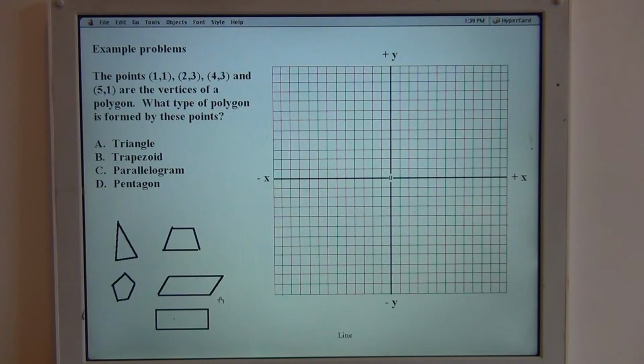Oh, and by the way, the term vertices, right here, this word vertices, it means anywhere that two lines come together.